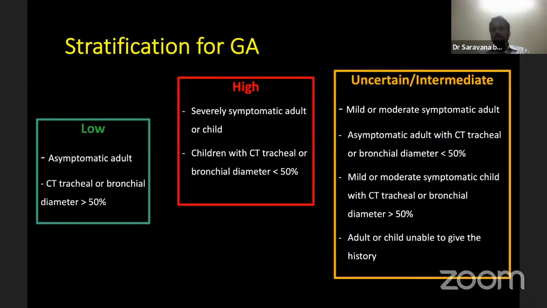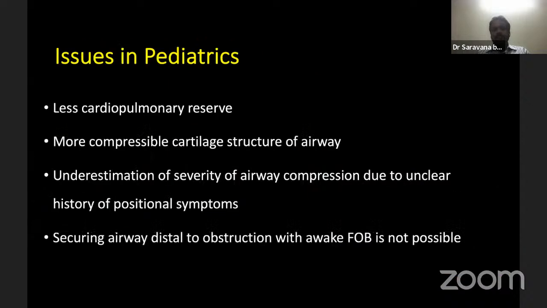There is one more category of stratification, an uncertain or intermediate between the low and high. If the patient is a mild or moderately symptomatic adult, or an asymptomatic adult with a CT bronchial diameter less than 50%, or a mild or moderately symptomatic child with CT tracheal or bronchial diameter more than 50%, and an adult or a child who is not able to give a proper history of supine symptoms, you have to categorize them as an intermediate group, so that we can stratify these patients and plan our anesthesia accordingly.